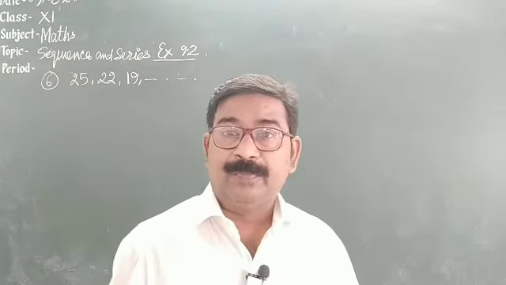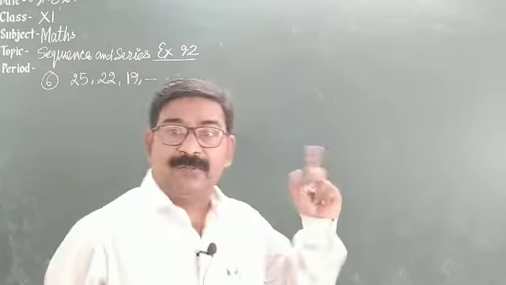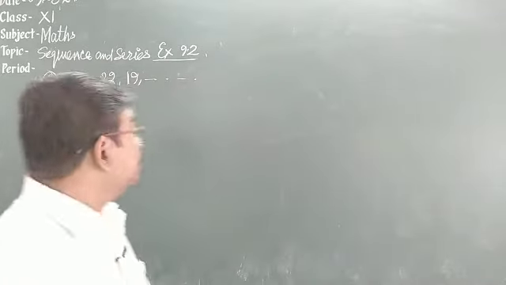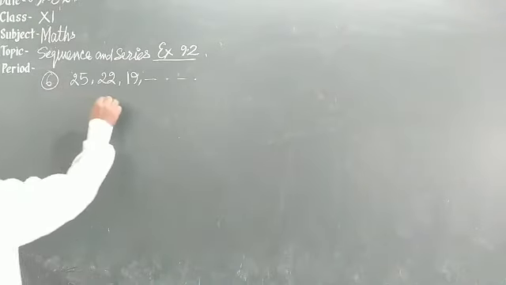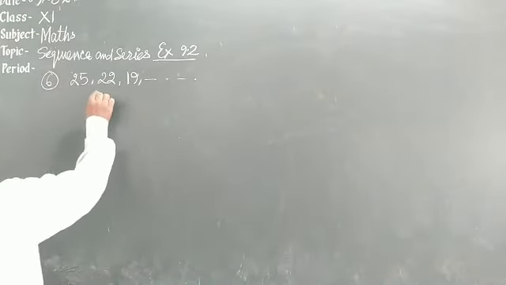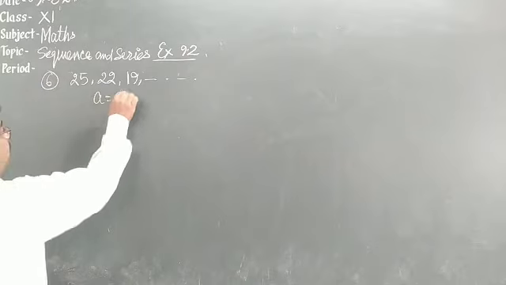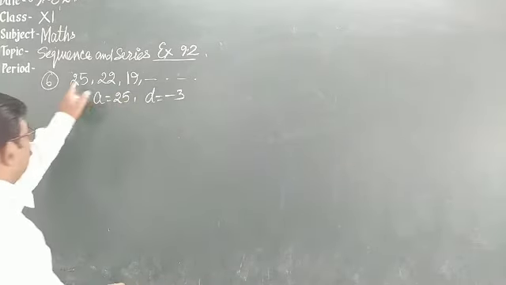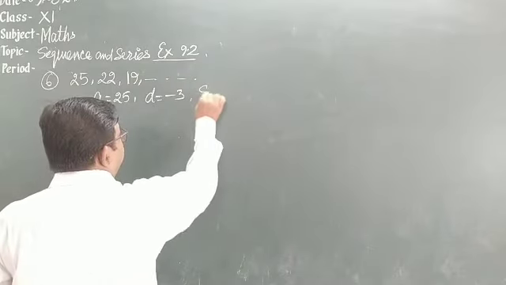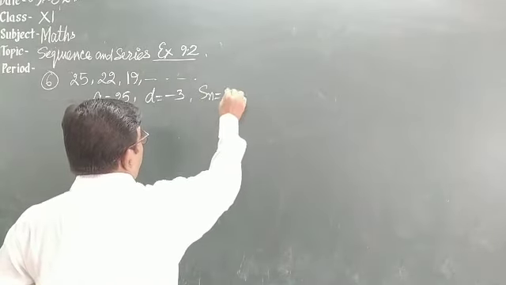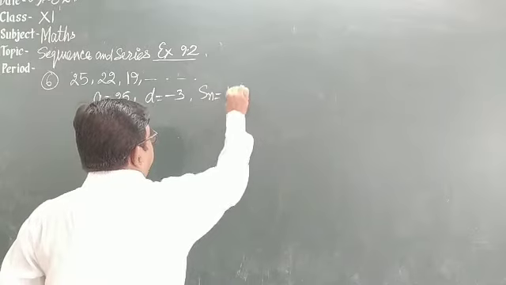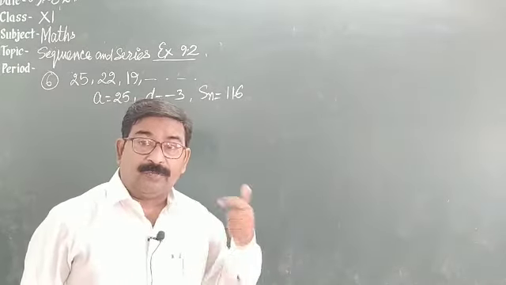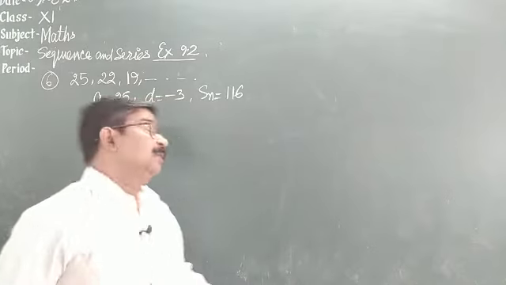We are given the first term and the second term, so we can find the common difference. Here a is equal to 25, d is equal to 22 minus 25, which is minus 3, and Sn is given as 116. With the help of these, we will find the value of n and after that the nth term.